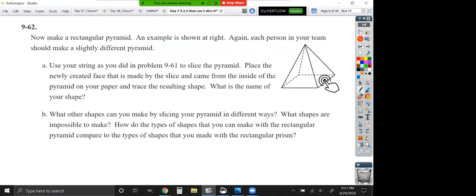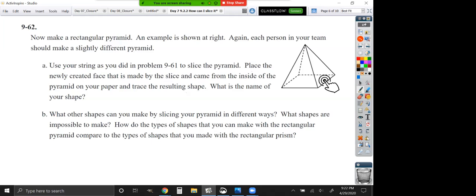Problem 62. Now make a rectangular pyramid. For example, an example shown at right. Again, each person in your team should make a slightly different pyramid. Use your string as a cutting tool, as you did in 61 to slice the pyramid. Place the newly created face that is made by the slicing from inside the pyramid on your paper and trace the resulting shape. What is the name of your shape?